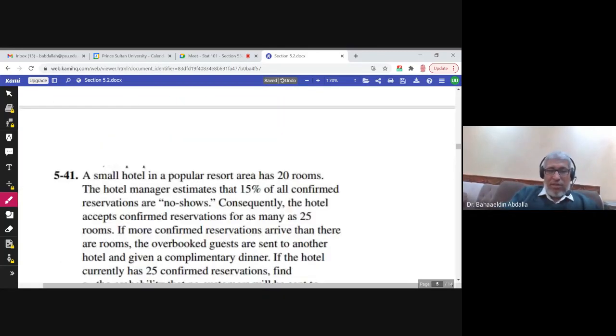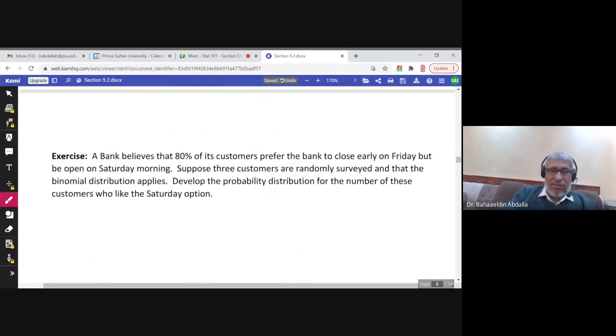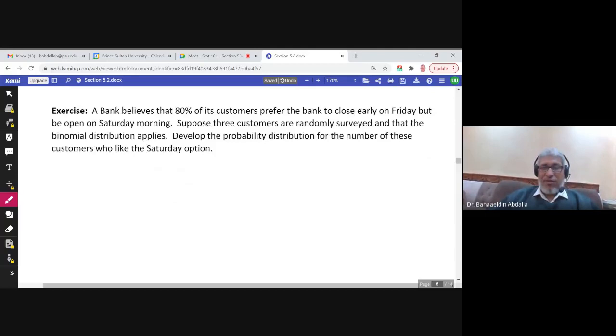All right. Another question. This exercise, a bank believes that 80%, so 80% is a probability, percentage. 80% of its customers prefer the bank to close early on Friday, but open on Saturday morning. Okay, so these customers prefer this option, closing on Friday and opening on Saturday morning. What is the percentage of those customers? 80%. Suppose 3 customers are randomly surveyed.